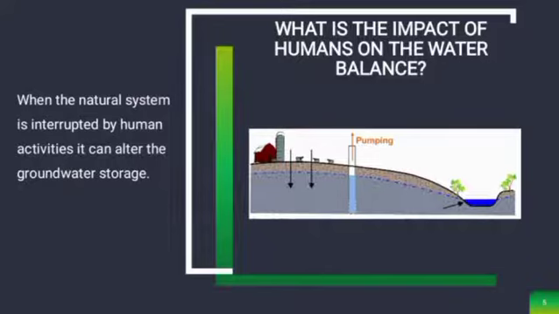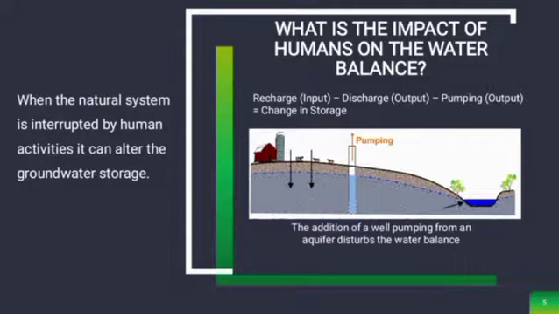The addition of pumping water for domestic, commercial, industrial uses adds a new variable to the groundwater balance equation. The addition of well pumping from an aquifer disturbs the water balance. So this addition of pumping increases the amount of water being extracted from the aquifer, which generally increases the output of water from the aquifer. So we have here the formula: recharge (input) minus discharge minus pumping is equal to change in storage.